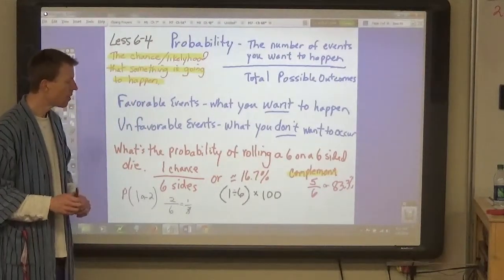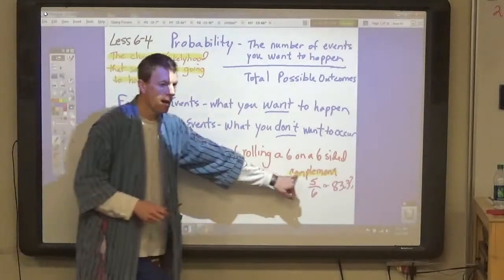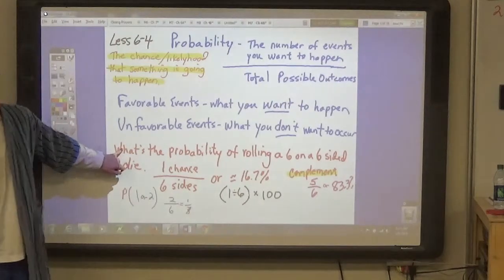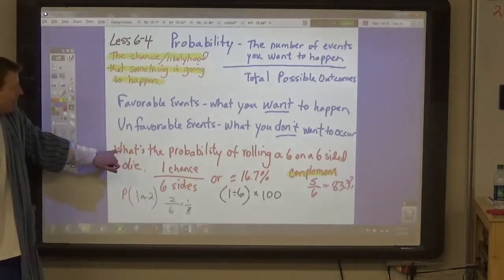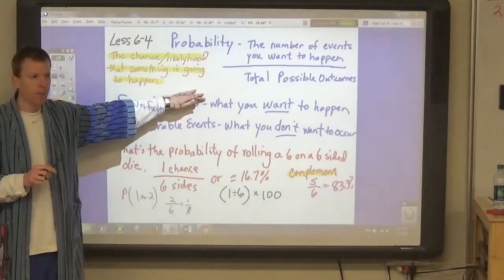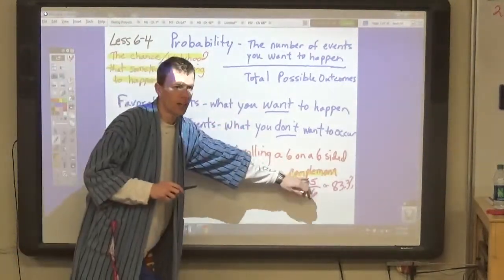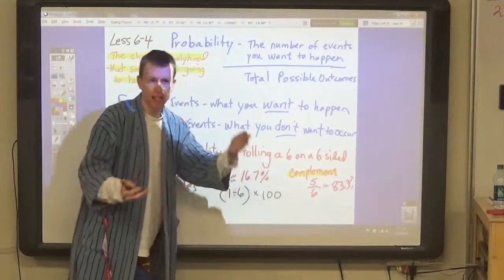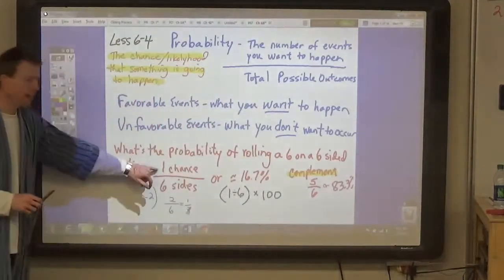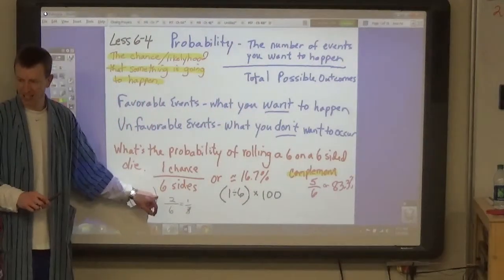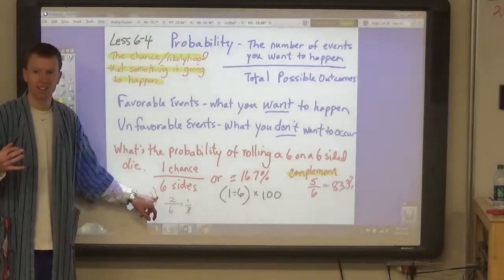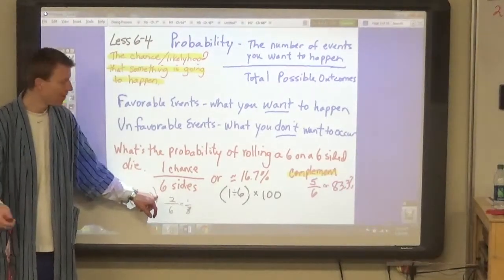Okay? Now, let's talk about what this word means, complement. The probability of something is the chances that you want it to happen over the total. The complement to that is the chance that it won't happen. It's kind of like the opposite of what you want to happen. Okay? So the chances of rolling a 1 are 1 out of 6. The complement to that event is the opposite of rolling a 1. And how many chances? 5 out of 6.